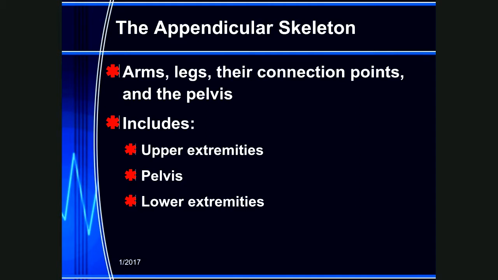Talk a little bit about the appendicular skeleton. That includes the arms, legs, their connection points, and the pelvis. So the appendicular skeleton includes the upper extremities, the pelvis, and the lower extremities.